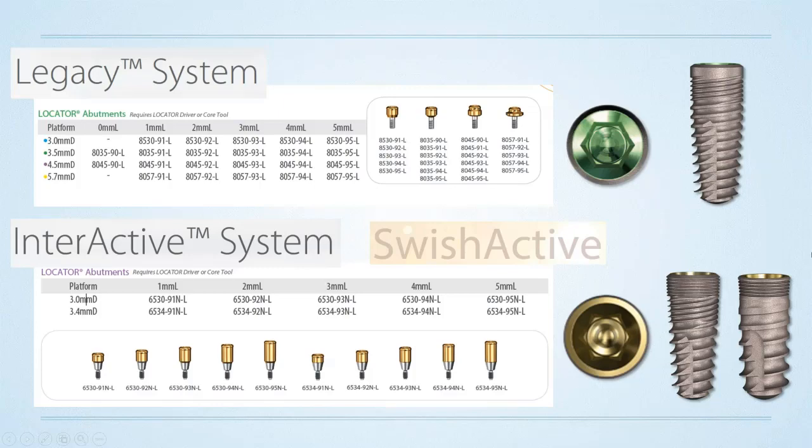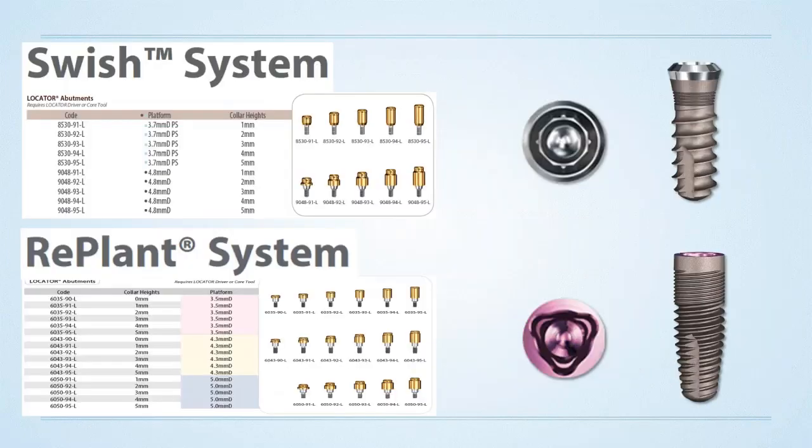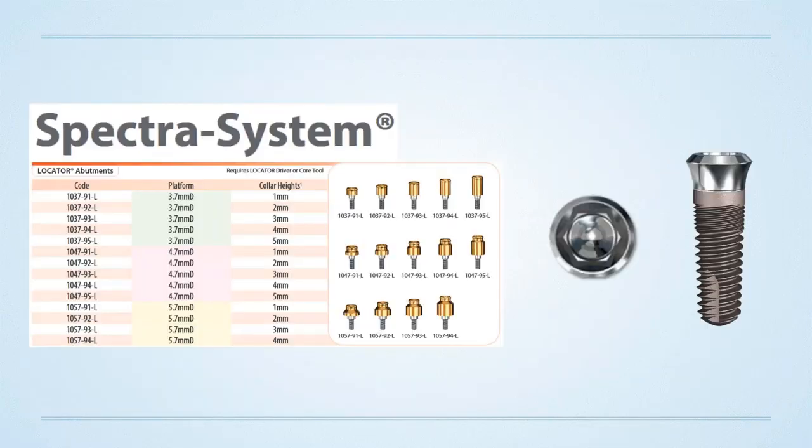Additionally, you have multiple different systems available, including your Inter-Active and your Swish and ReplaNT systems. You can see Locator is available for all of these. And then also finally for your Spectra. For any of the clinicians who say, hey, I've got this other implant system, Locator is available for most of the systems. For the Implant Direct line, it's available for all of the Implant Direct lines within the systems that you see here, the two-piece implants.